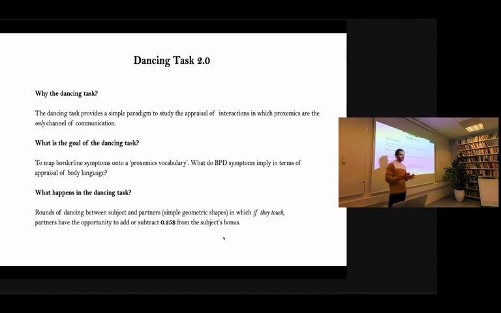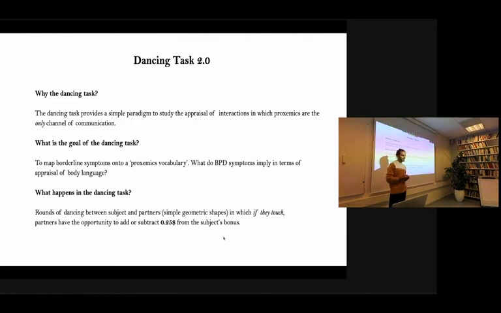because people are going to be using avatars to dance with another avatar. The other avatar is controlled by the computer. It's controlled by the experimenter, and the key thing about the task is mapping borderline symptoms onto a proxemics vocabulary. So what does it mean to have borderline personality disorder? What does it imply in terms of the appraisal of body language?